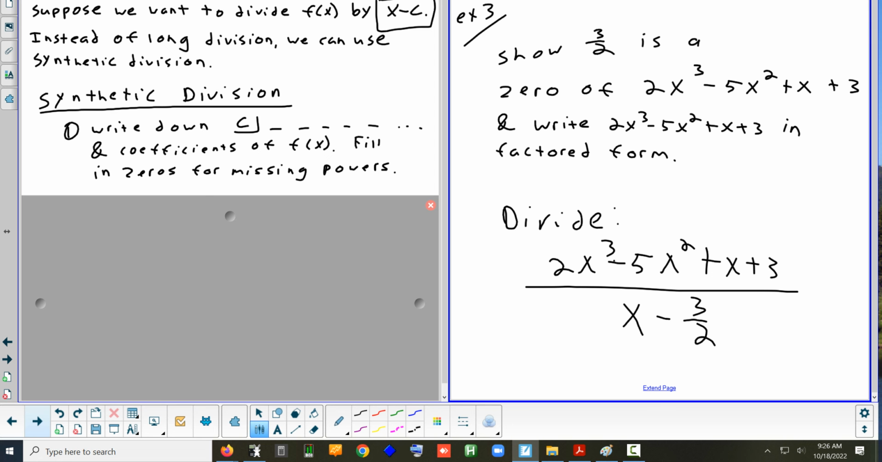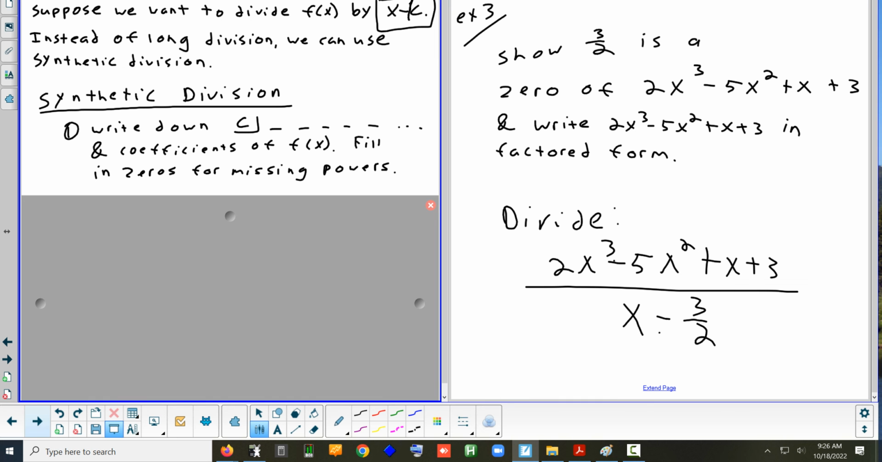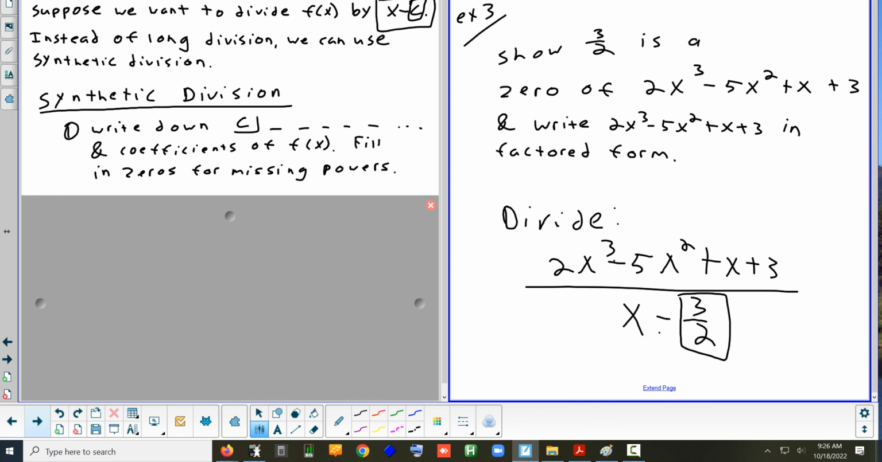This problem is x minus, and the number is 3 over 2. So the first step is to take the c value, that's the number that comes after the minus sign. In this case, the c value is 3 halves.